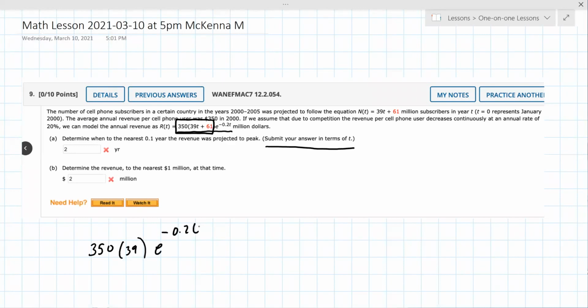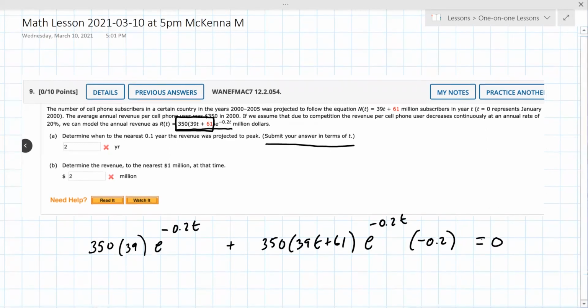The derivative is that 350 comes with it times 39, and then you keep the second function. Plus the first function stays the same, e to the minus 0.2t, and then the derivative of e is itself times minus 0.2, and you set that equal to 0.